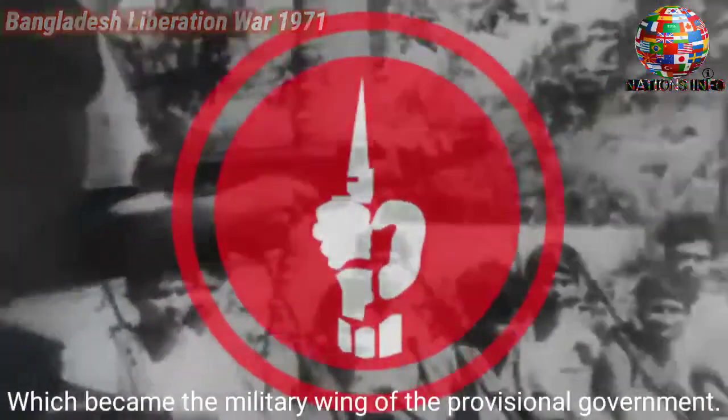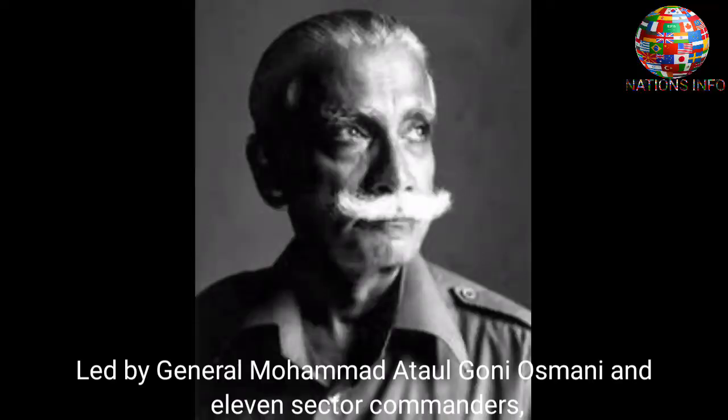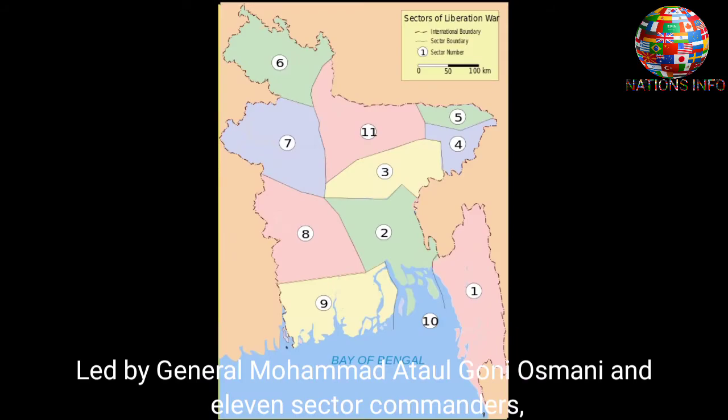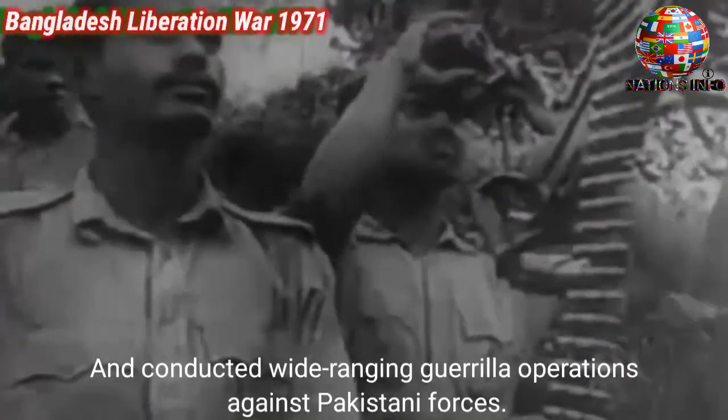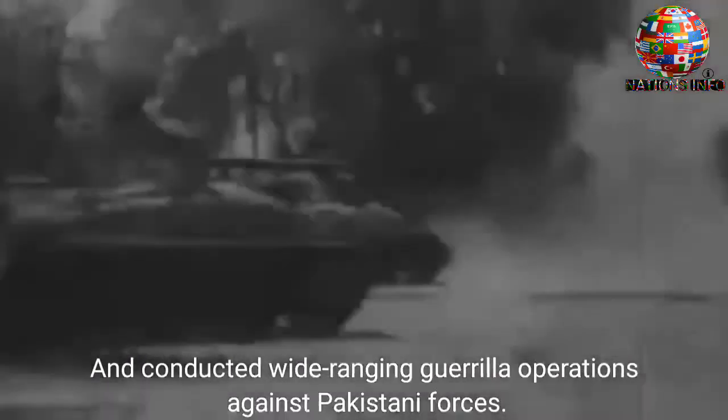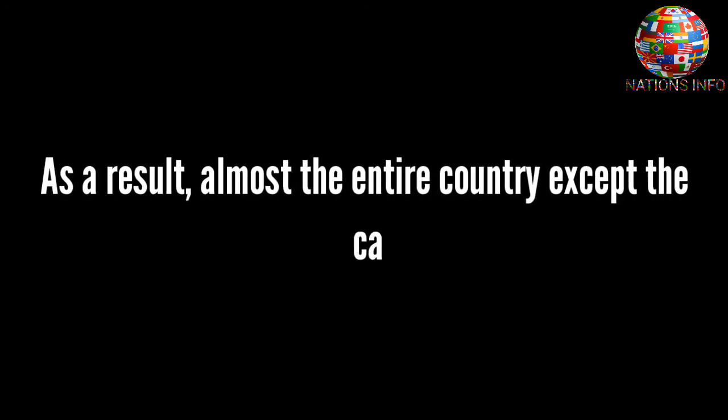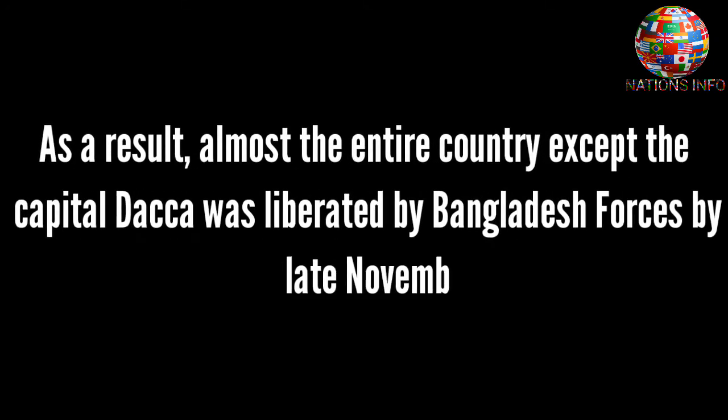The Mukti Bahini and other Bengali guerrilla forces formed the Bangladesh Forces, which became the military wing of the provisional government. Led by General Muhammad Ataul Ghani Osmani and 11 sector commanders, the forces held the countryside during the war and conducted wide-ranging guerrilla operations against Pakistani forces. As a result, almost the entire country except the capital Dhaka was liberated by Bangladesh forces by late November.